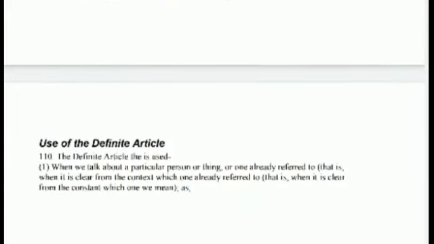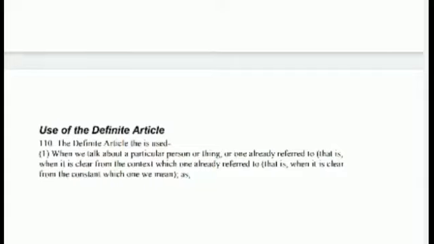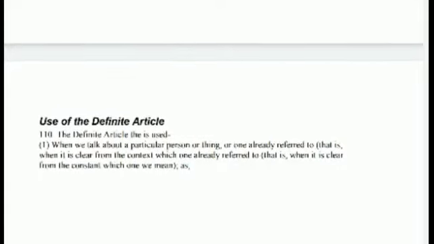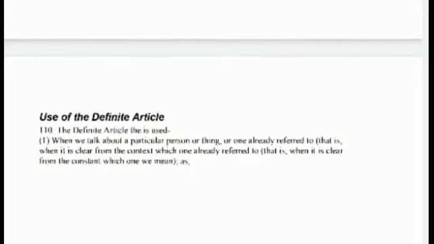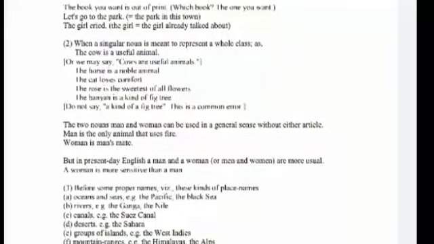Next, use of the definite article. The definite article the is used when we talk about a particular person or thing, or one already referred to. That is, when it is clear from the context which one we mean. Example, the book you want is out of print. Here the book means the one we want, a particular one.